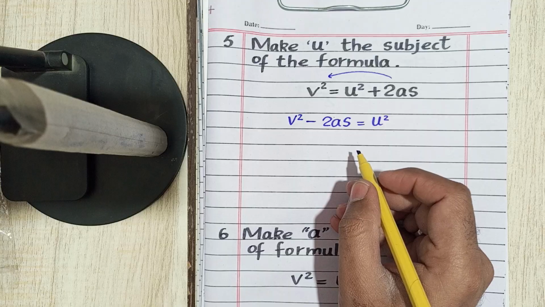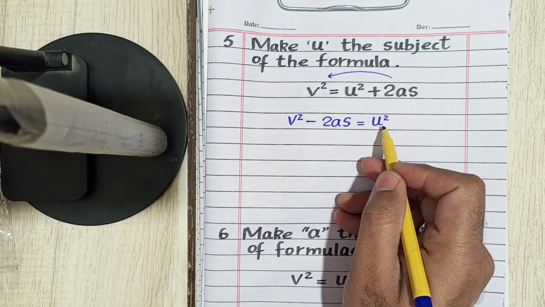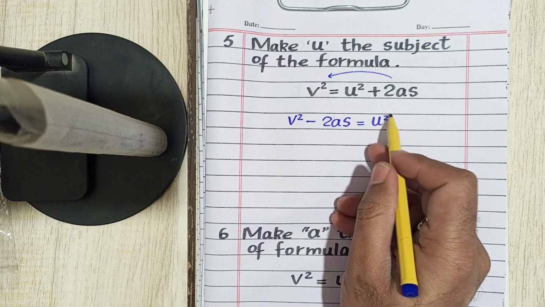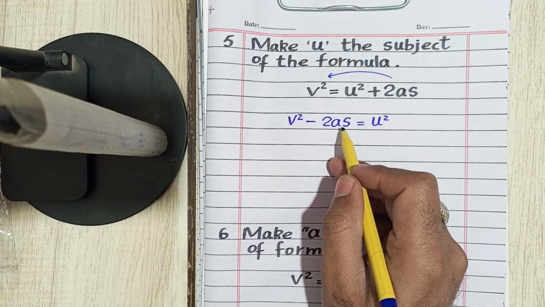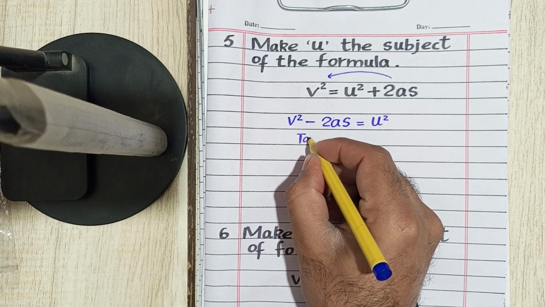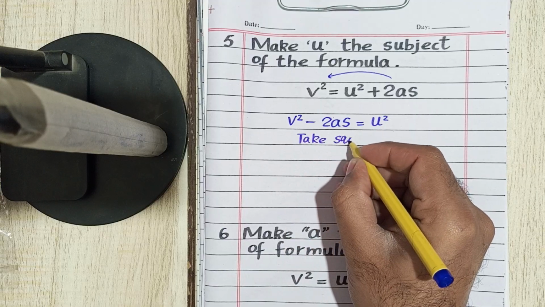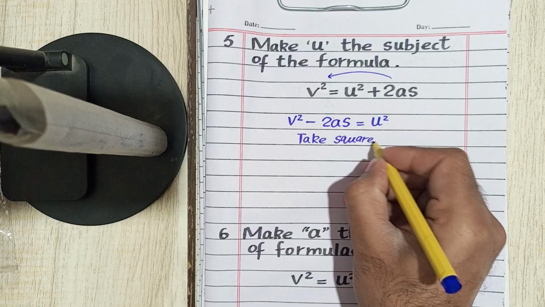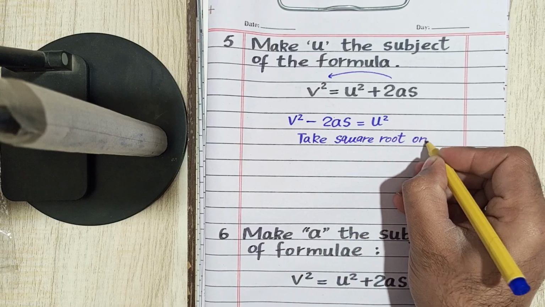So we want to calculate the value of u, but here we have u square. So how to remove this square? So we take both side square root. So we write here take square root on both side.